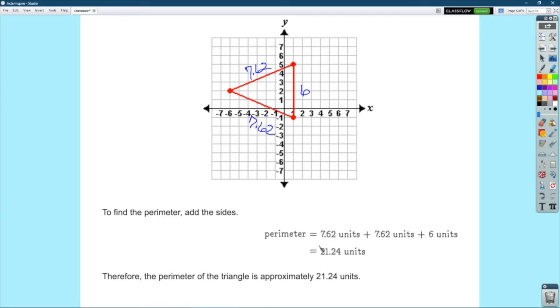Now remember, this is actually an approximation. It is approximately 21.24 units. And again, be looking to see if they want you to leave it in radical form, because if it was in radical form, this would be written not as an approximation.